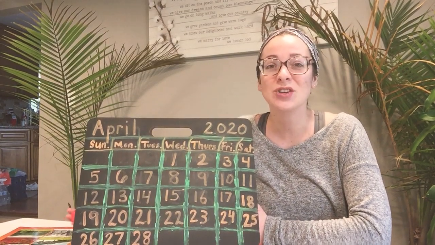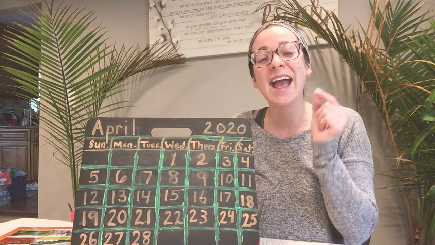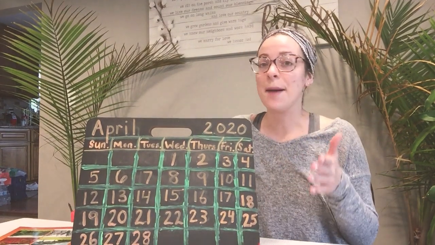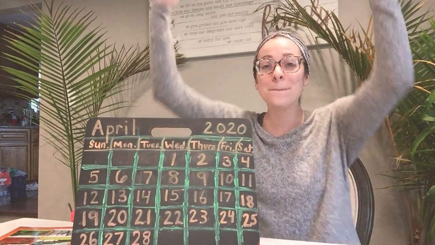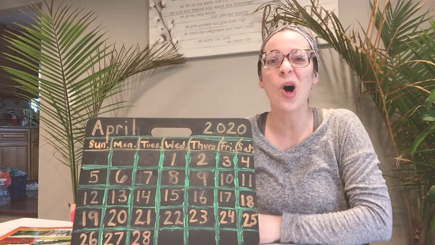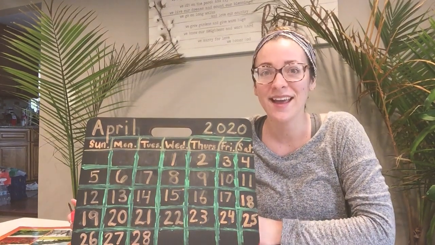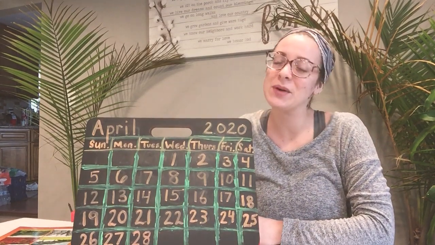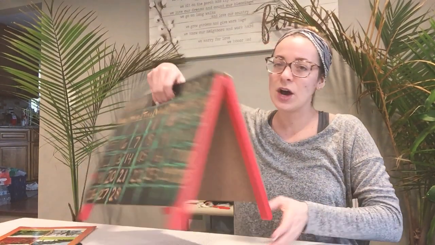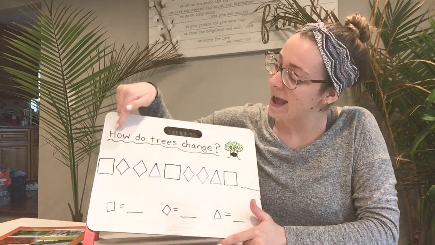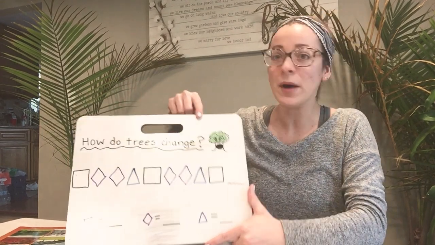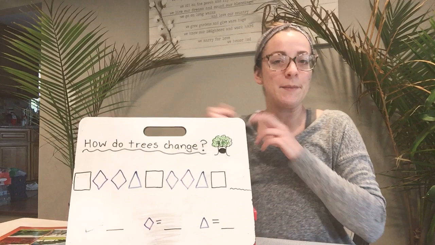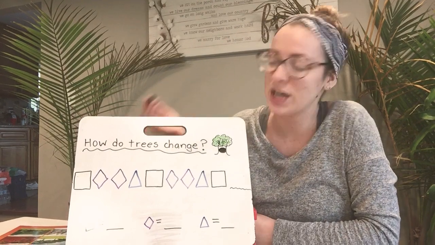So a tree starts as a little baby seed and then it changes to a sapling and then it grows to be a big, strong, tall, and sturdy tree. That's right. If you remembered, kiss your brain. And if you didn't, that's okay. We're still learning it. So I have our question up here. How do trees change? With a question mark. Because we're going to come up with lots of answers about how trees change.